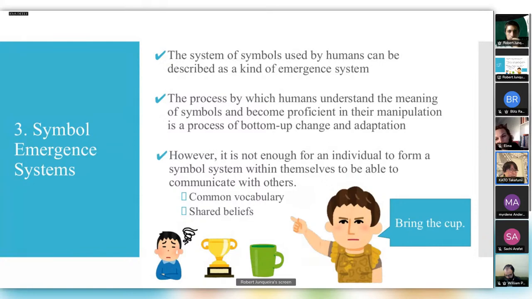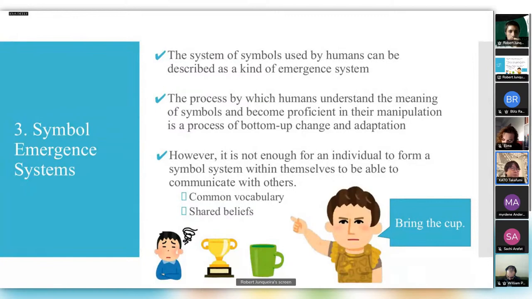In order to fulfill communication with others, they must at least share a vocabulary for various concepts with others. Common vocabulary, such as apple or a cat, is a basic element of a symbol system in a community. But of course, a symbolic system does not consist only of a vocabulary set. In order to communicate by using symbols, the formation of shared beliefs is necessary. What we call shared beliefs here are implicitly shared understandings for interpreting symbols.